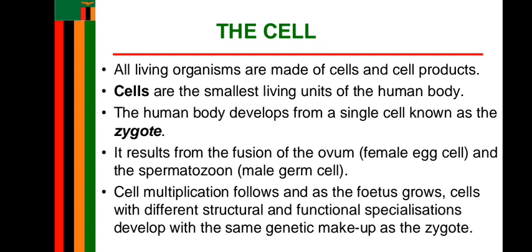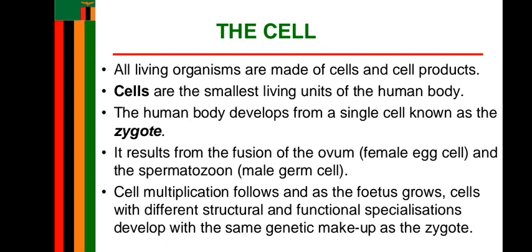Okay, so let's look at the cells. What are cells? All living organisms are made up of cells and cell products. Cells are the smallest living unit of the human body. The human body develops from a single cell known as the zygote. Remember, this is covered in embryology, where the stages of growth and development begin. The zygote results from the fusion of the ovum, the female egg, and the spermatozoon, the male sperm cell.